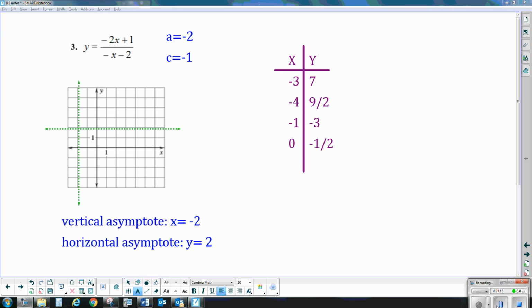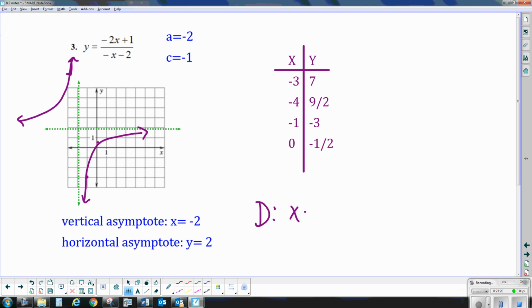Here are my values from the table. Now I'm going to plot them on my coordinate plane. Okay, and again, your hyperbola branches should be kitty corner of the intersection of your asymptotes. So in our domain, we have x is not equal to -2. In our range, y is not equal to +2.